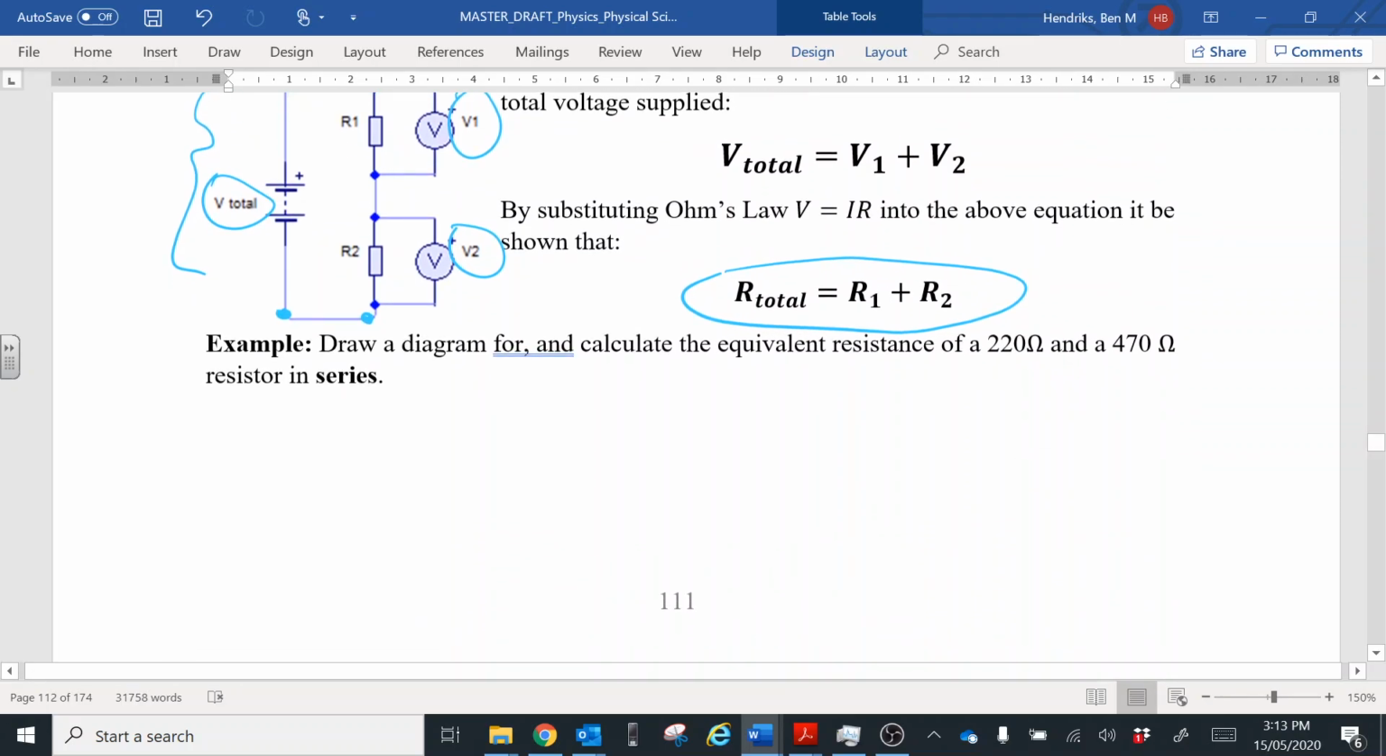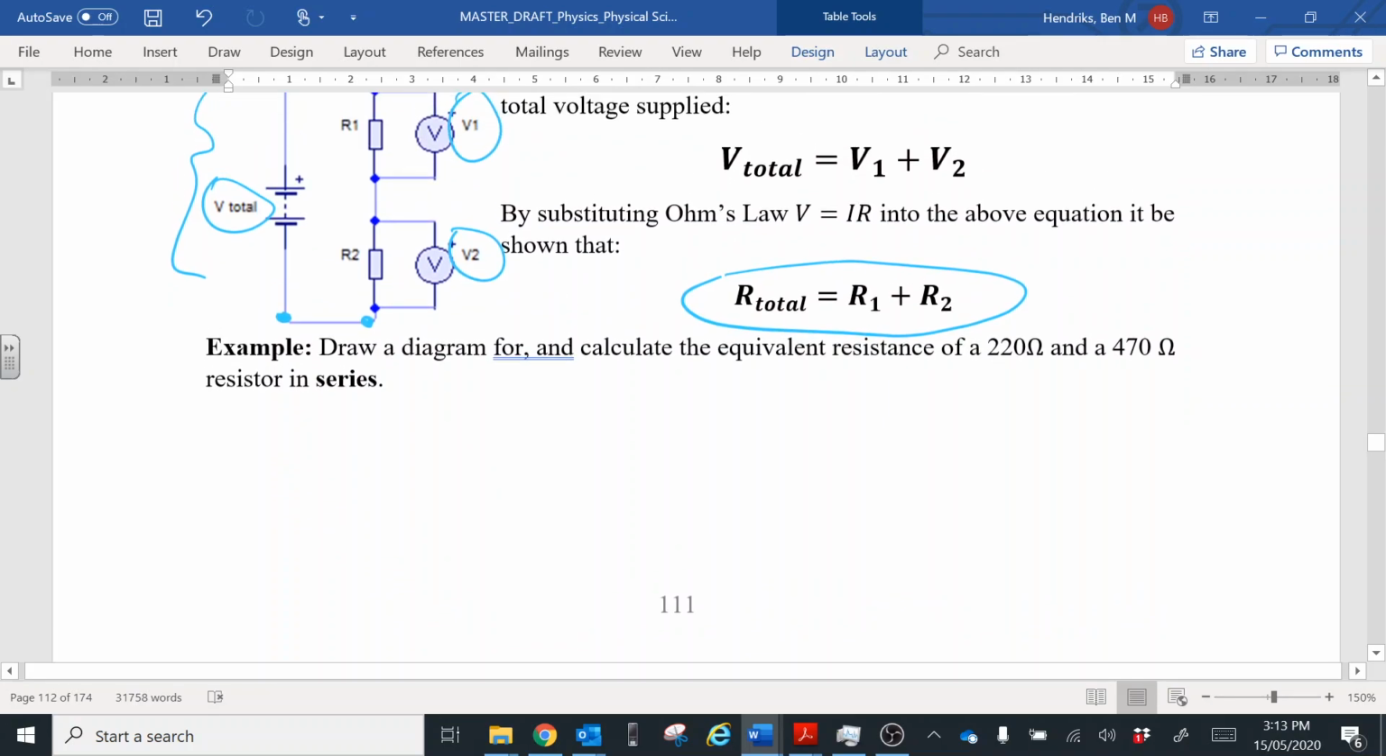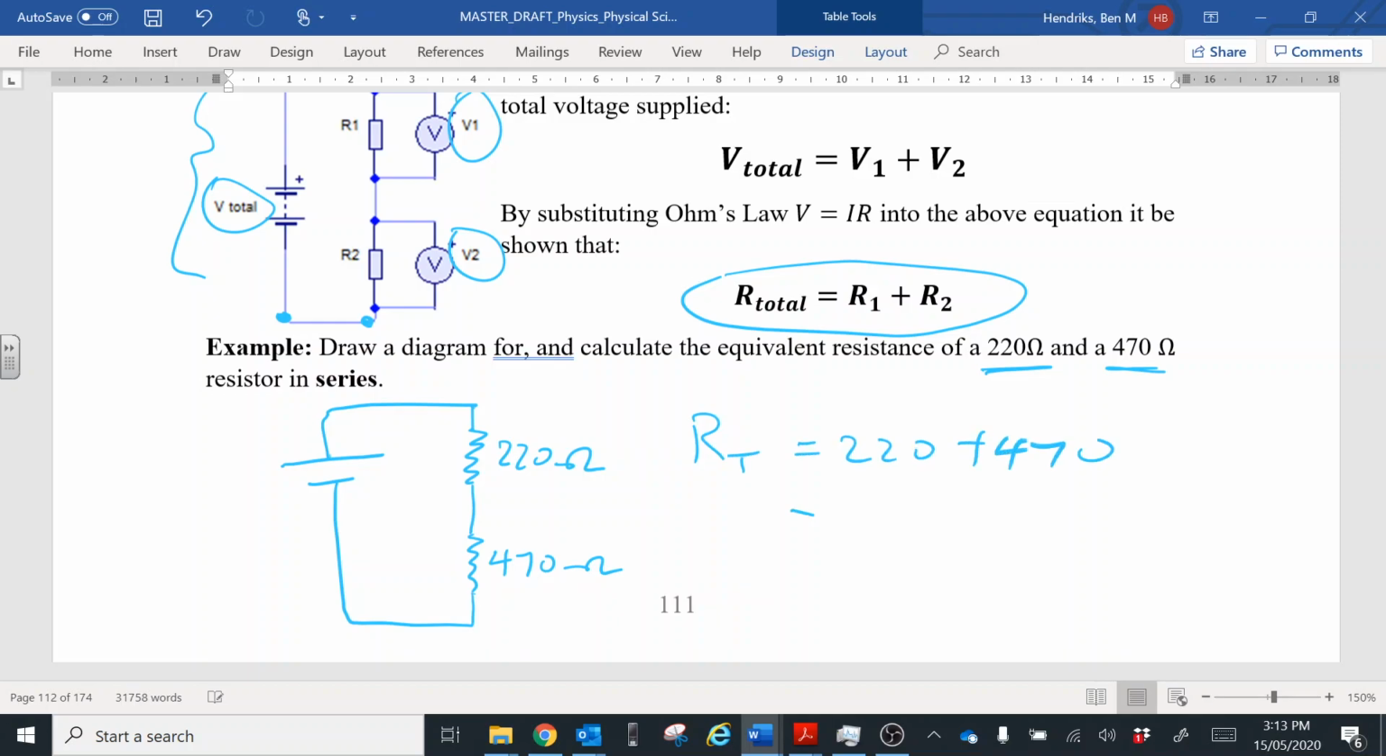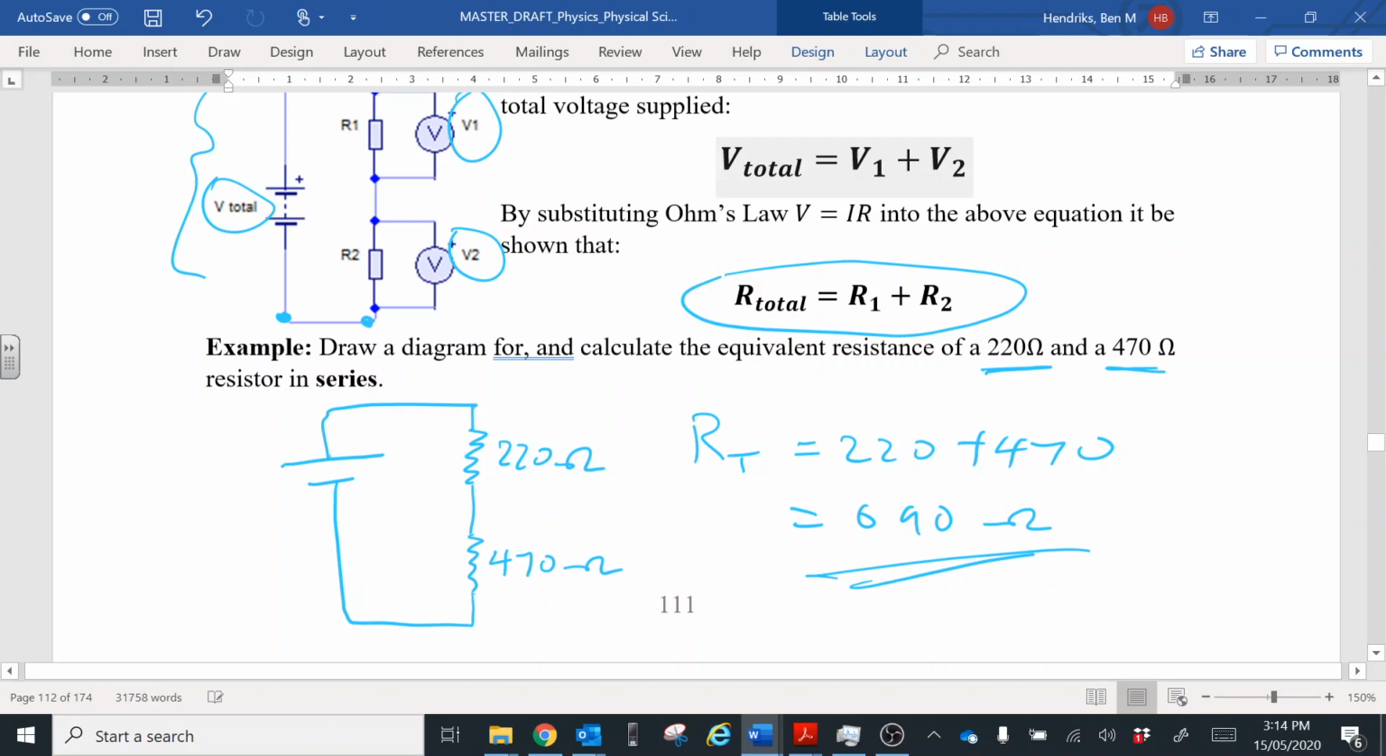So if we were to draw a diagram and calculate the resistance of 220 and 470, we might have a battery, and we can just use the 2 bars there, and I might as well do the other type of symbol for resistance. So that's also a symbol for resistance or resistor, and this is 220 ohms, and this is 470 ohms, and so our total is equal to 220 plus 470, so the math is quite easy, 690 ohms. And we'll look at parallel resistors next.